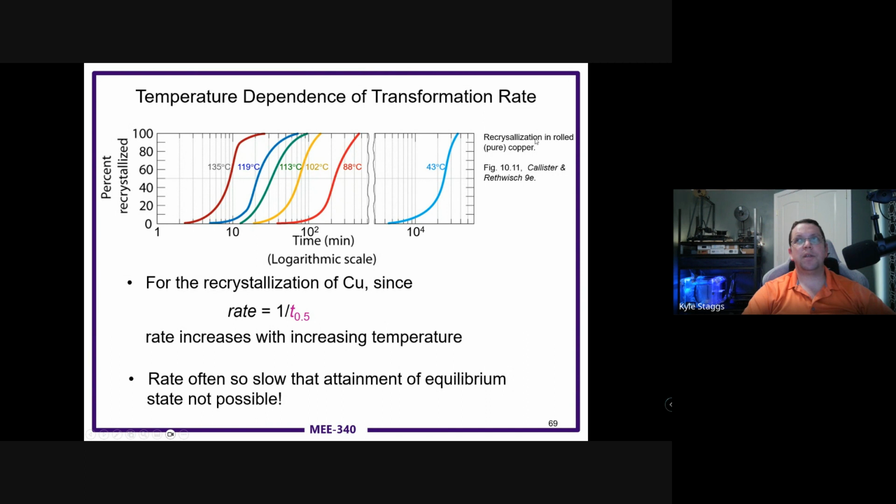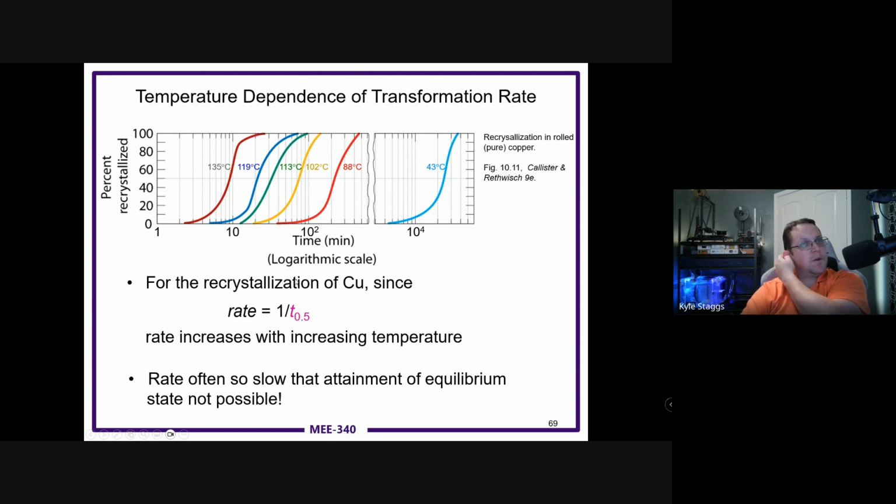So this is specifically in copper, so this is not steel, so you don't get super confused on temperatures. At 135 C, copper recrystallizes pretty quickly, in terms of number of minutes. As you drop that down, even just 20 or 30 degrees, the time scales considerably. So this is a logarithmic scale. At 43 C, you will get there, but it's going to take a very, very long time.